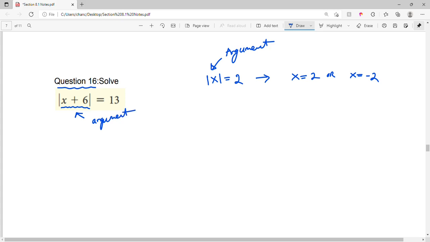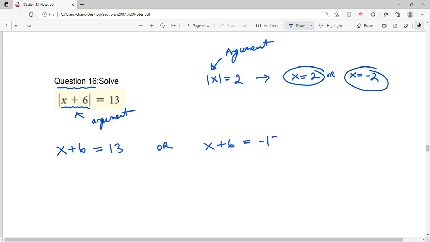So what we're going to do is compare that to the previous problem and break it up into two equations just like we did earlier. So what we're going to say here is I can say x plus 6, well that's got to be equal to 13, or I can say x plus 6, well that could be equal to negative 13. If the inside is 13, well the distance from 0 has got to be 13. If the inside is equal to negative 13, well that's the same thing. The distance has to be equal to 13 also from 0.